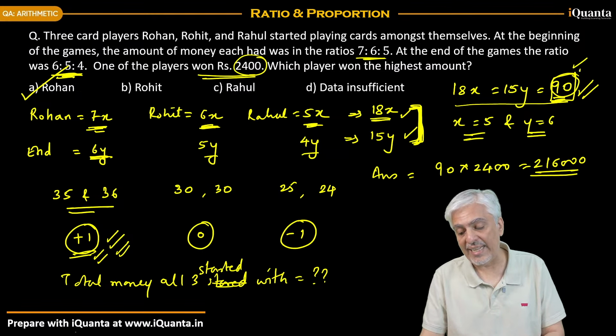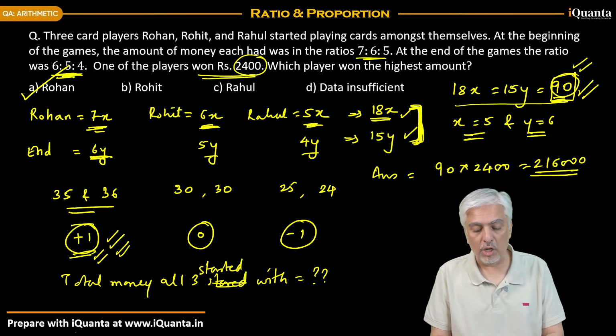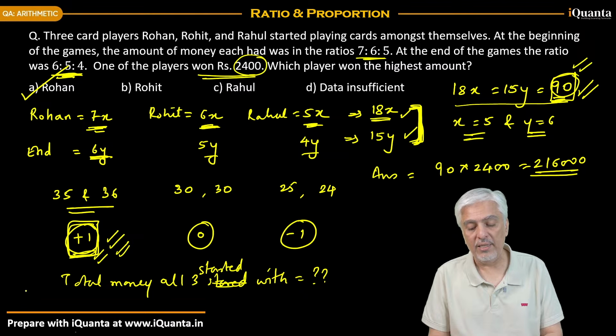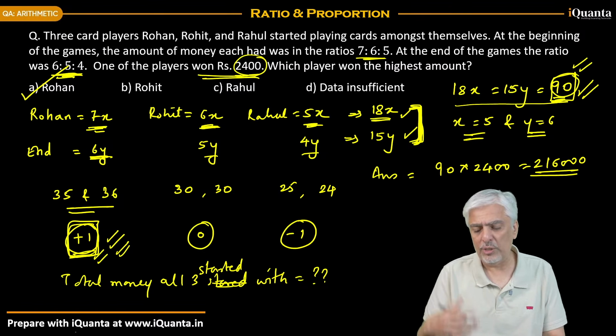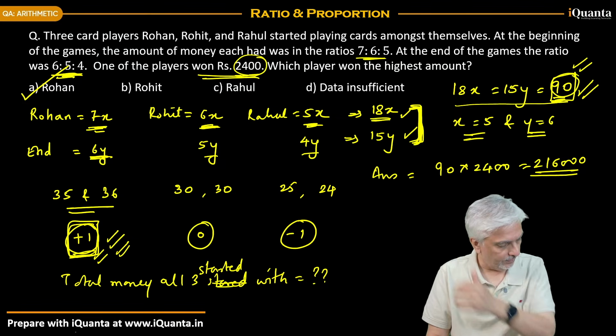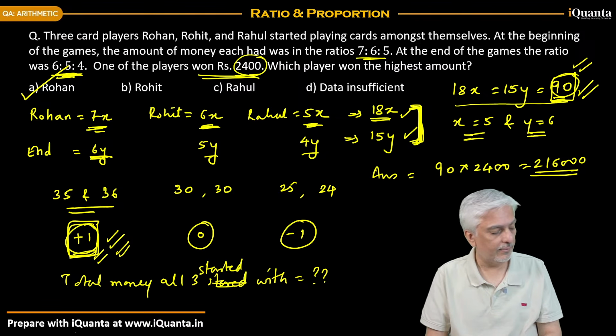When we started with 90 as an assumed value, we got Rohan's winning as 1 rupee. But if Rohan wins 2,400 rupees, answer will have to be 2,400 times. Cool, can I go ahead?